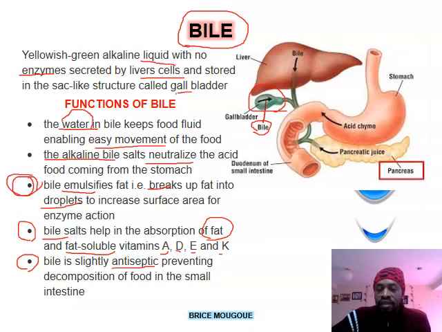The last one, bile is slightly antiseptic. It means it can kill pathogens, disease-causing microorganisms, or it can kill decomposers, like bacteria, for example. Being antiseptic and killing these decomposers, it prevents the decomposition, the rotting of food in the small intestine. Though some decomposition still occurs, the extent to which it occurs is reduced by the presence of bile, which destroys these microorganisms. So those are the functions of bile.